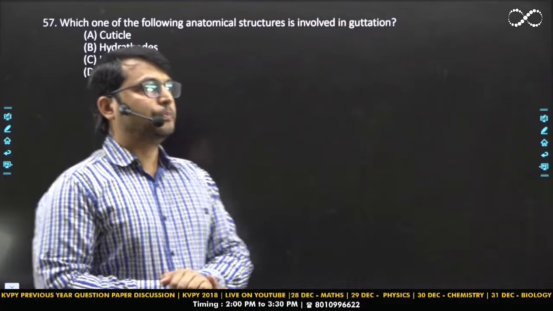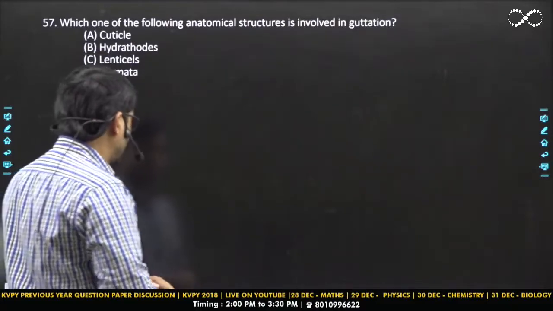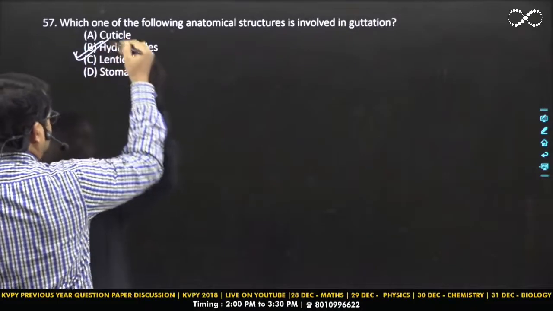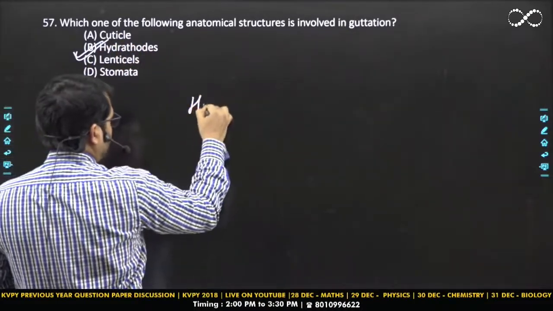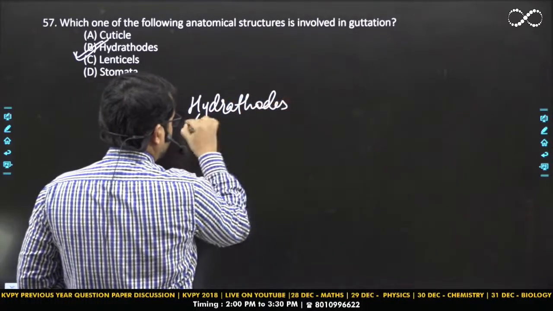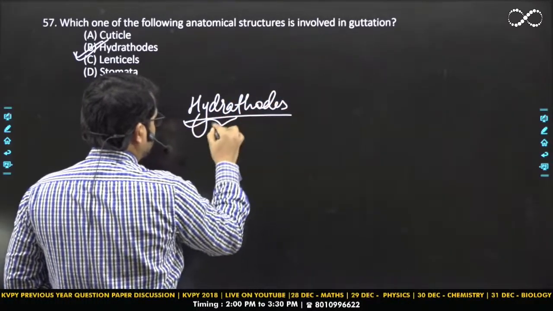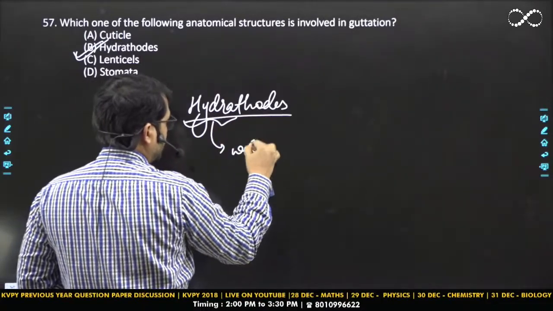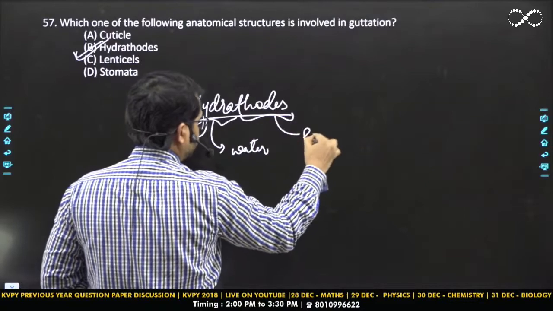Okay, online edu is saying B, hydathodes. Yes, correct. So the correct option is obviously the hydathodes. The name is telling you a lot of things. Hydra comes from hydro, which is for water, and thodes are the pores.